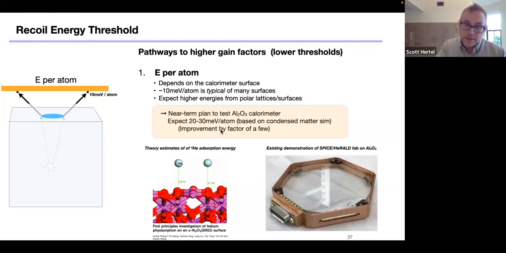Looking through the literature, some people have done computational studies. They've predicted the van der Waals potential for helium on sapphire, and they found it's 20 to 30 milli-eV per atom. That's a factor of 2 or 3 better than we think we're doing right now. So we're already starting to fabricate sapphire-based detectors, and we're going to test those soon and compare the signal amplitudes between the sapphire and the silicon calorimeters, and hopefully see 3 times better performance. That'll be an interesting study.